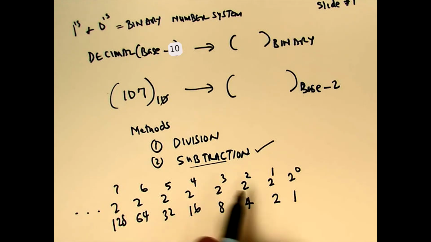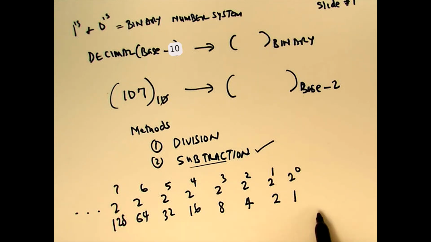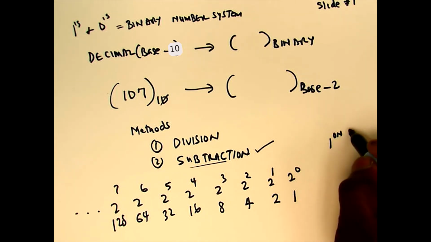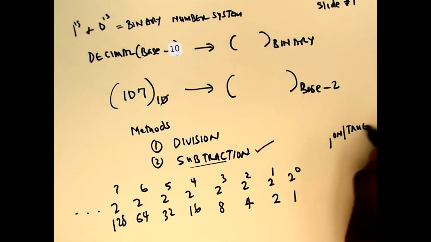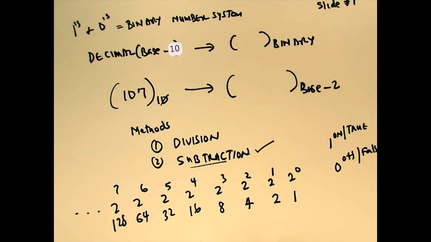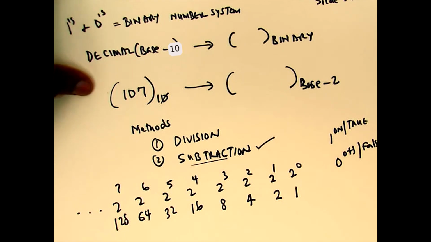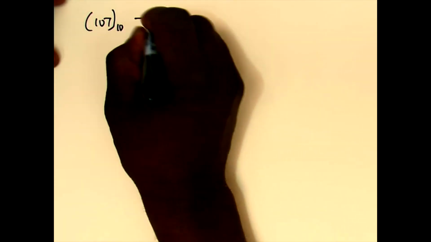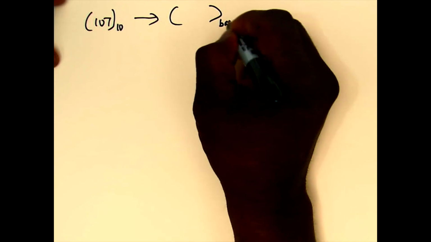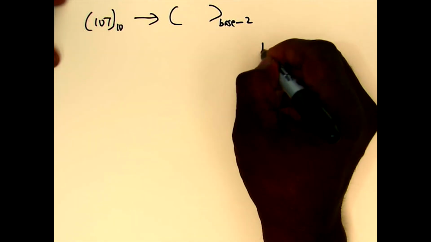Whatever number we have, here 107, we're going to start subtracting the highest. And the ones we use, we put 1 under them. 1 means on, or true, is present. 0 means off or false. So we're going to bring back the 107 in slide 2. I gave you 107 base 10. Let's take it to base 2.